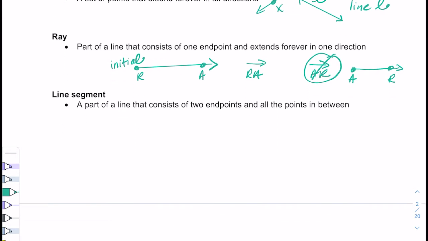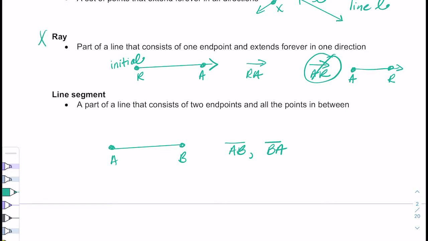A line segment is part of a line that consists of 2 endpoints and all the points in between them. So when we take a line and we look at just from one point to the other, that's a line segment. So a line segment has a beginning and an end. So I might call that line segment AB. Segment is just a piece of or a part of something. So it's just a part of a line. So this would be known as line segment AB, and you can also call it line segment BA.